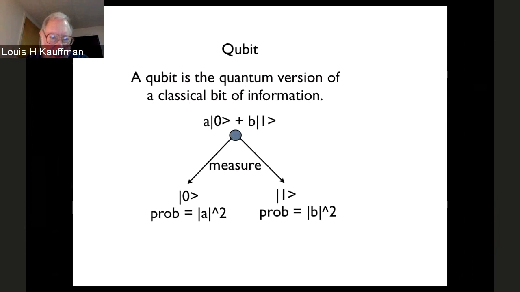In ordinary computing, a bit is either a 0 or a 1, and it's definitely 0 or 1. There's no probability involved in theory. Here, the simplest thing that you can have is a quantum state which has some probability of being 0 and some probability of being 1, a qubit.